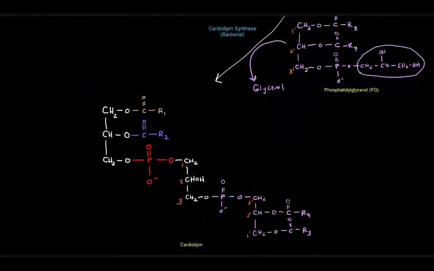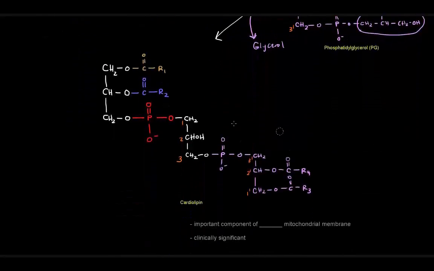And this molecule, cardiolipin, is an important component in the inner mitochondrial membrane, as well as bacterial membranes. And it's also clinically significant because of its presence in bacterial membranes. I'm not going to really discuss any of those details now. I just figured I'd draw it because it came up as something that is clinically significant.